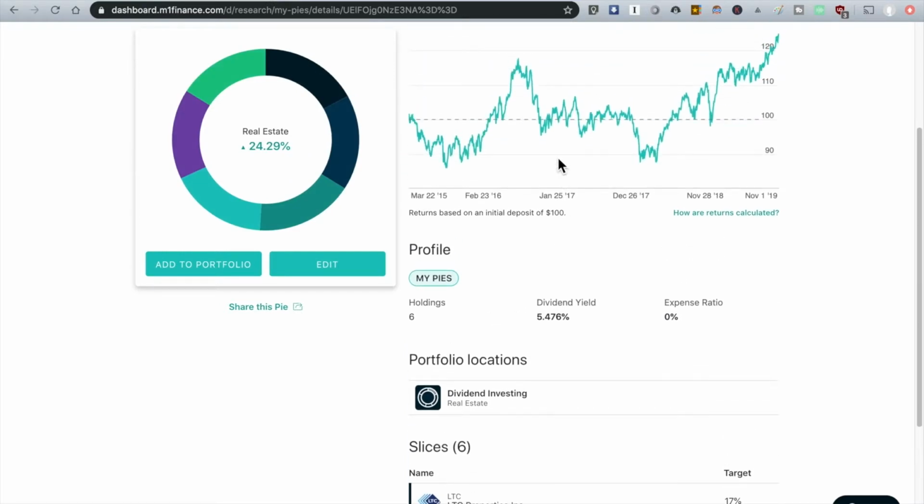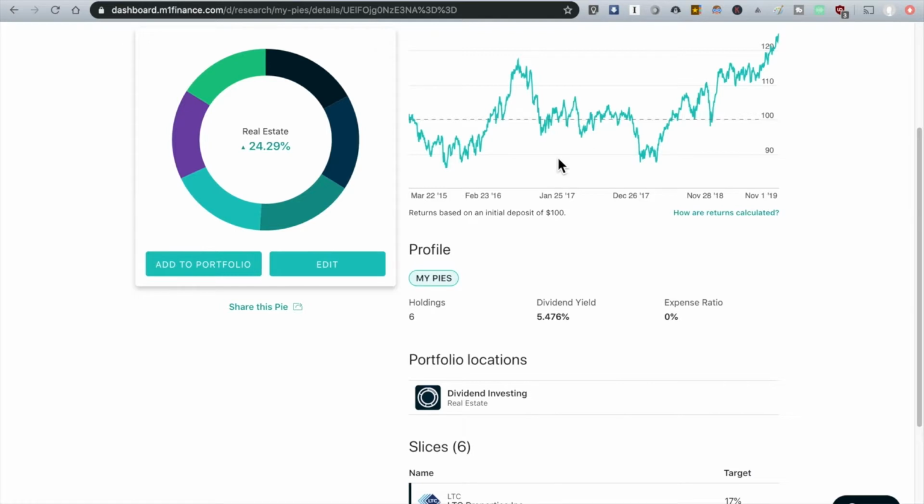And to me, this is what makes M1 Finance really good, is that you can easily invest in these stocks and be relatively hands-off with what companies you're going to invest in and what portfolio allocation you want to invest in.